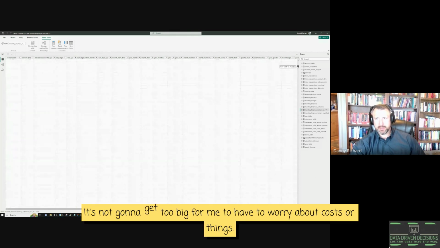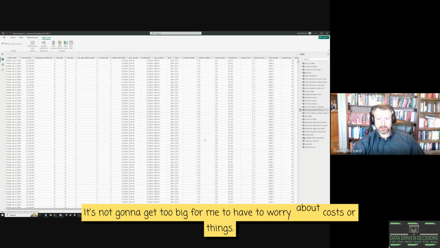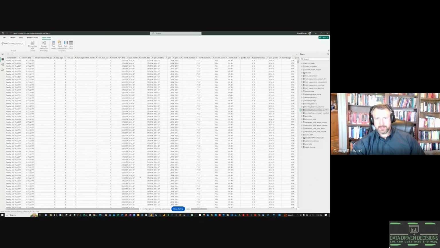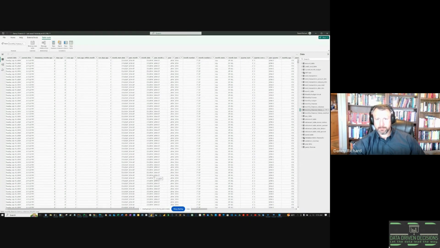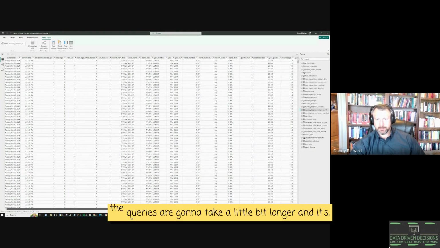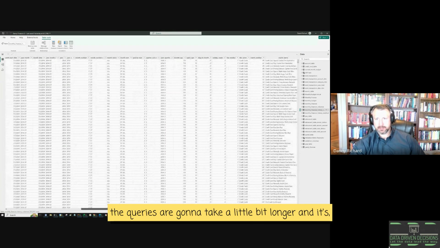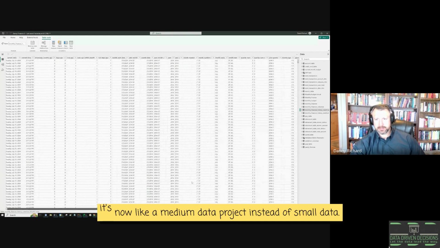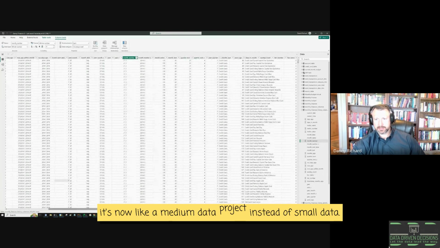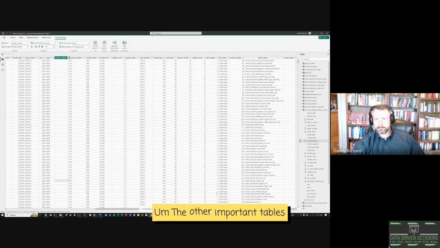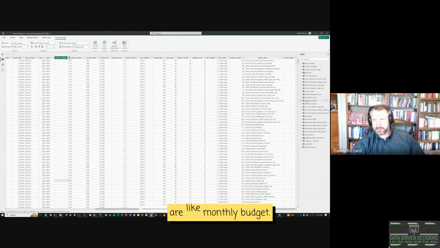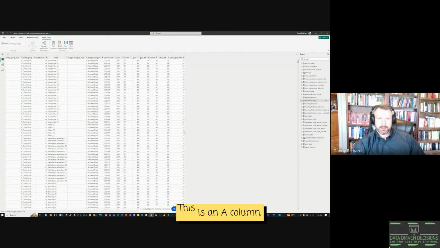So this table is going to get really big, and that's fine. It's not going to get too big for me to have to worry about costs or things, but it's going to be big enough that the queries are going to take a little bit longer, and it's now like a medium data project instead of small data. The other important tables are like monthly budget. This is a columnar table too.